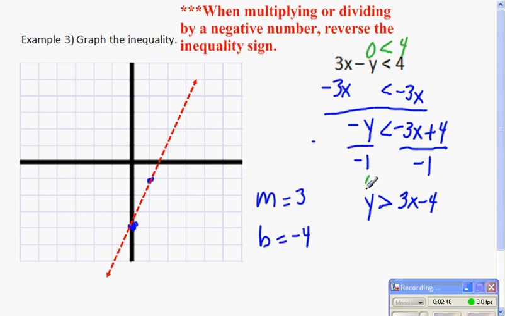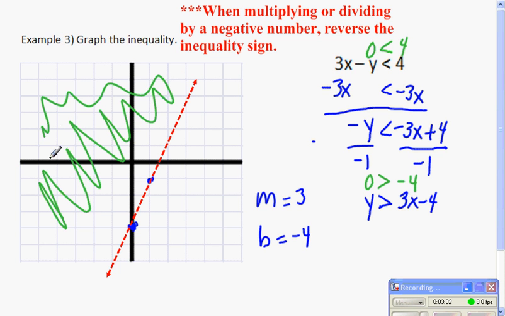I could also look at it down here. So if I put in 0 for y, I have 0 is greater than 3 times 0 is 0. 0 minus 4 is negative 4. So either equation that you put it into, you'd find out that it's a true statement. So 0, 0 is on this side, so I need to shade this side.